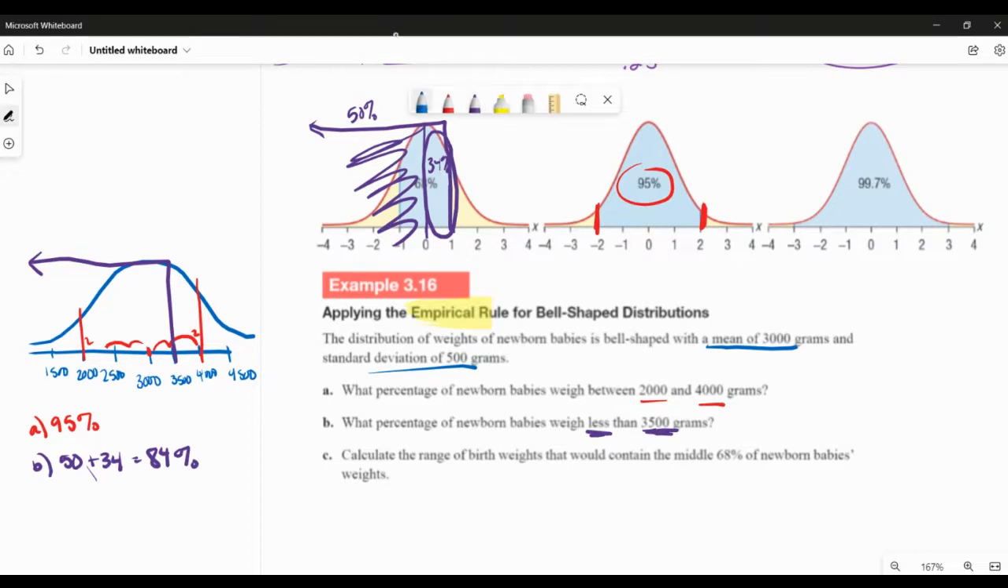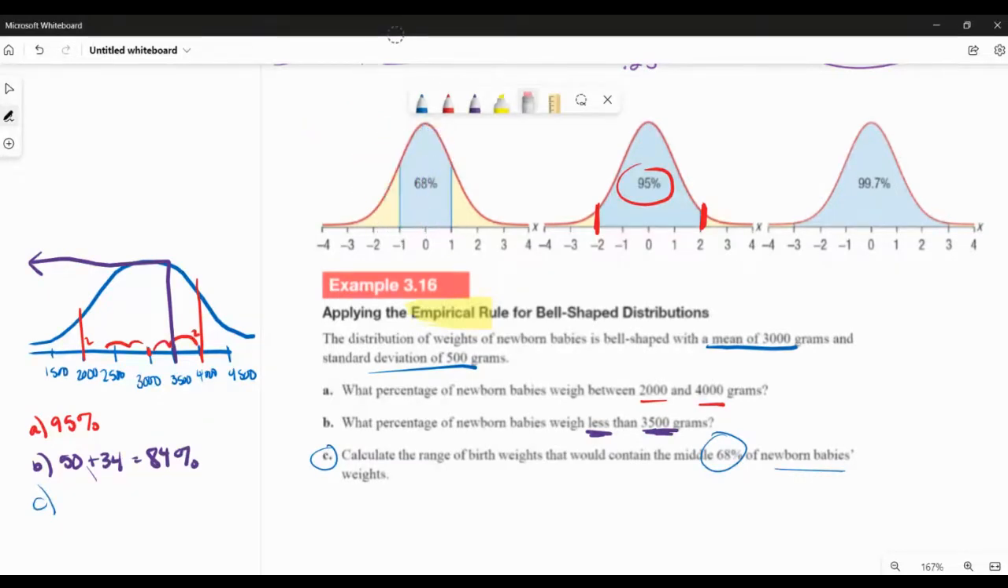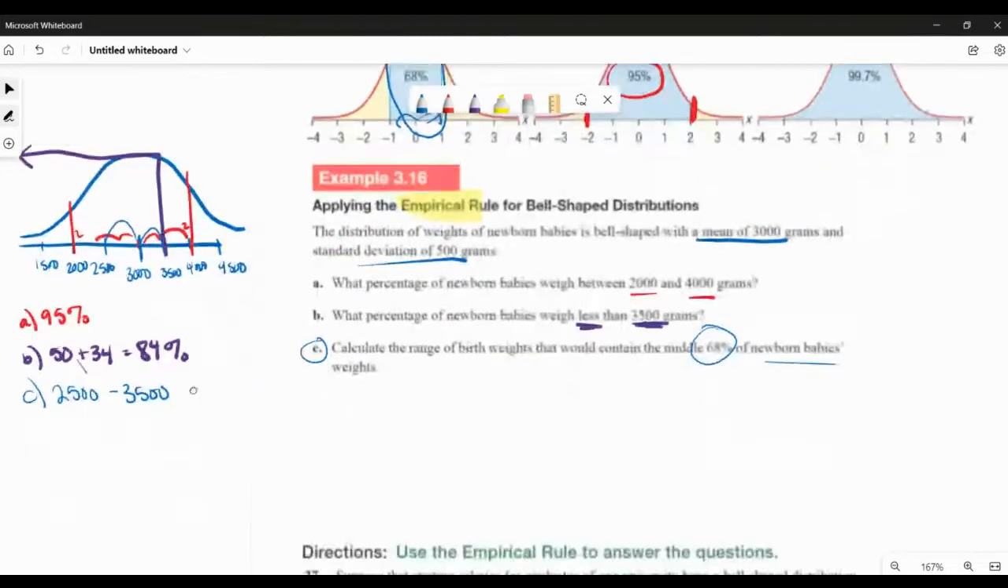For question C, calculate the range of birth weights that would contain the middle 68% of newborn babies. That middle 68% will be 1 standard deviation away in each direction. So if I find my mean, which was right here, I need to go 1 away in each direction. So that'll be from 2,500 to 3,500. So there's our first question with the empirical rule.